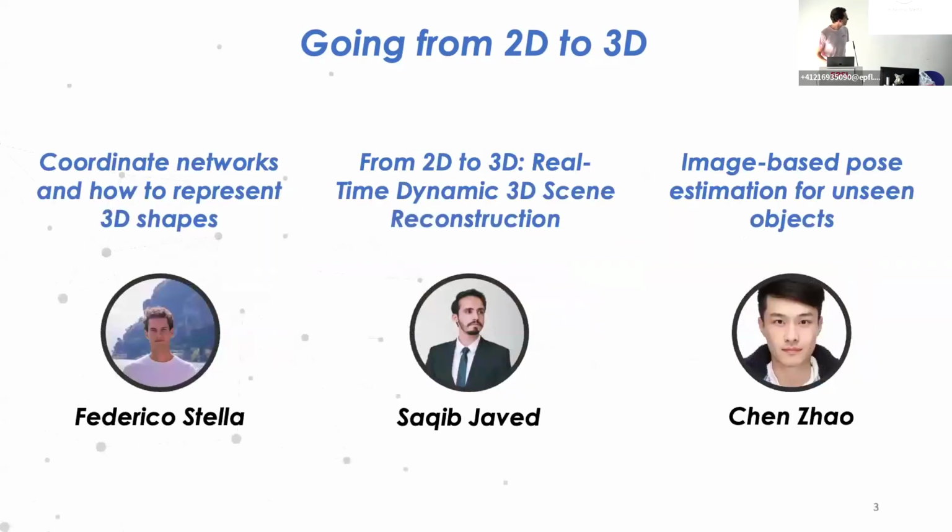So this is us. Federico is me, Sakib is here, and Chen is online. I'm going to talk about coordinate networks and how to represent the shapes. Sakib is going to talk about scene reconstruction, mostly using Gaussian splatting. And Chen is going to talk about pose estimation.